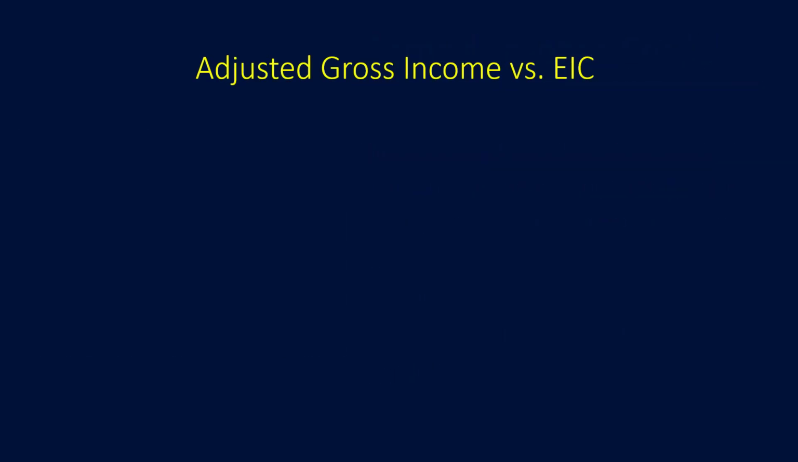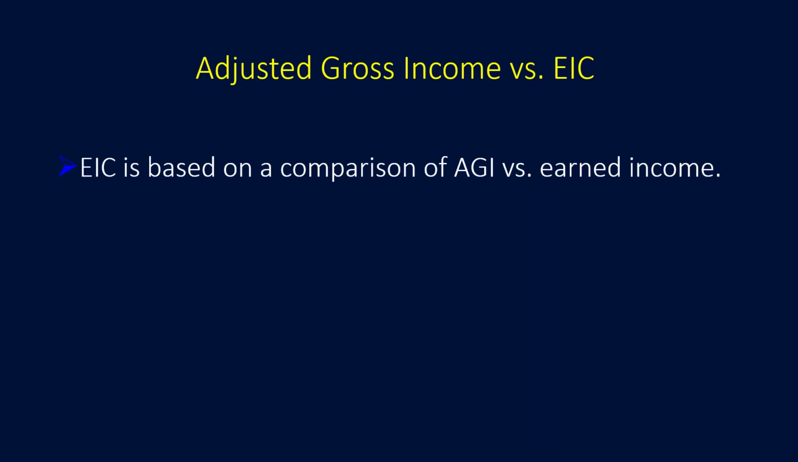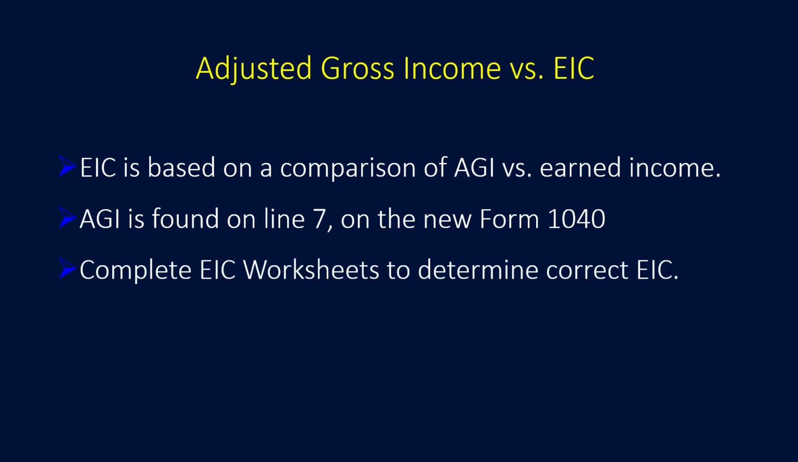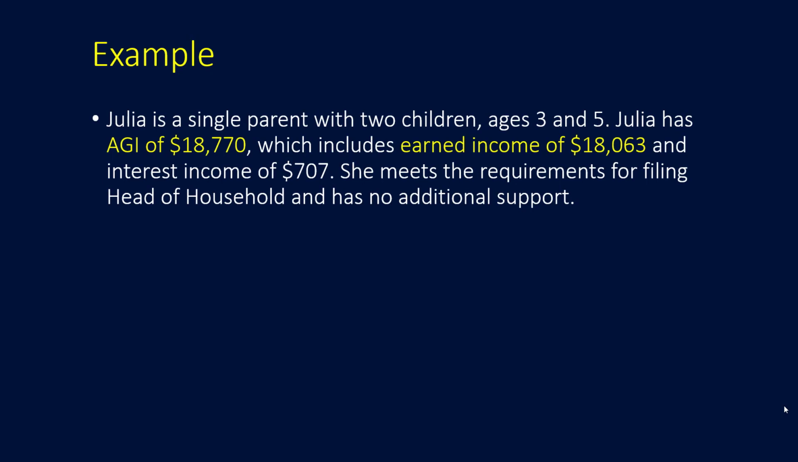Now let's look at adjusted gross income versus the earned income credit. EIC is based on a comparison of AGI, or adjusted gross income, versus earned income. The AGI is found on line 7 of the new Form 1040. You complete the EIC worksheets or have your tax software complete the EIC worksheets to determine the correct amount of earned income credit.